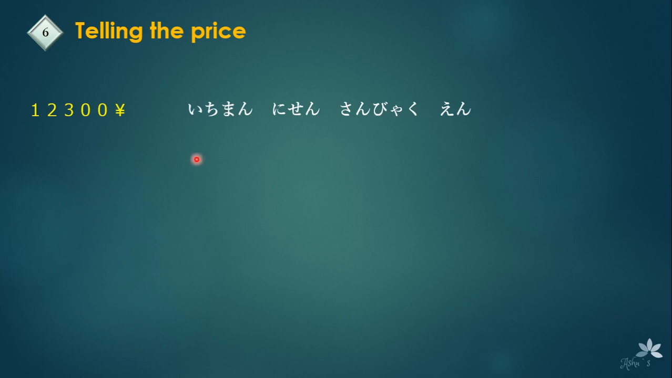Ichiman. Here you count the 4 digits 1, 2, 3, 4 and you have 1. So this is going to be ichiman. Then you have 2,000. Ni-sen. Then you say 300. 300 yen. Ichiman, ni-sen, 300 yen.